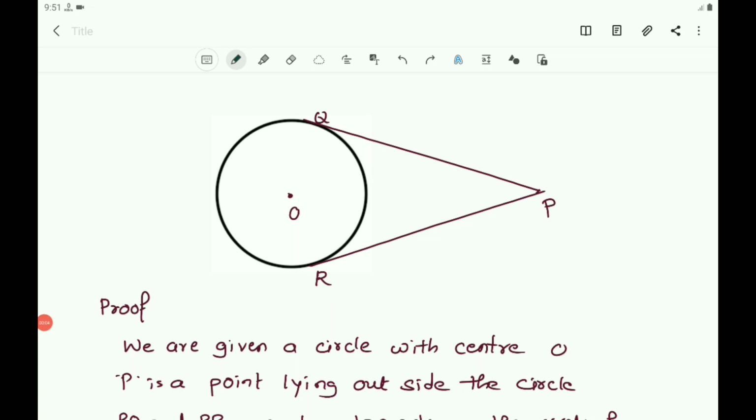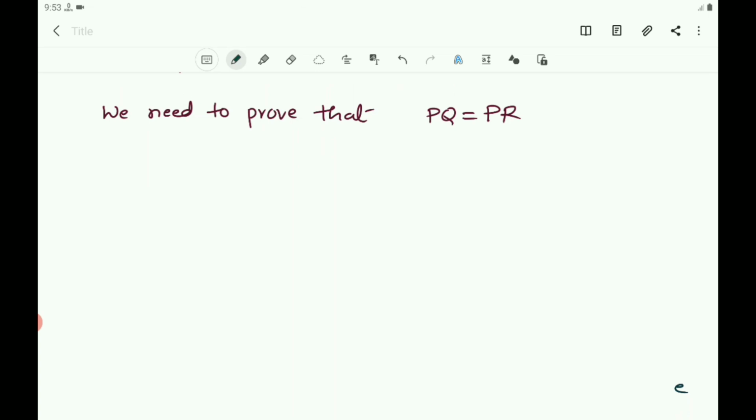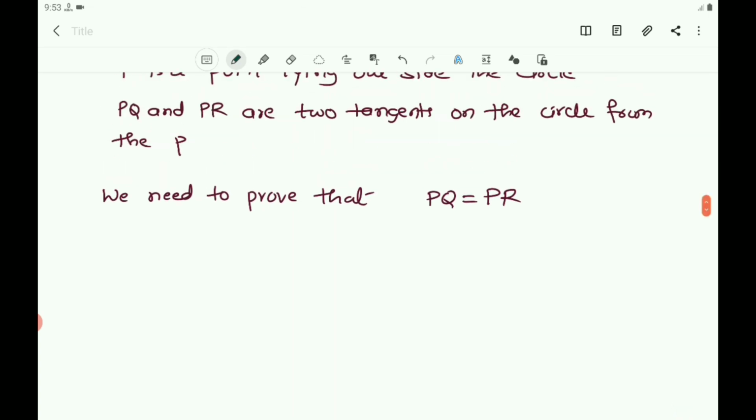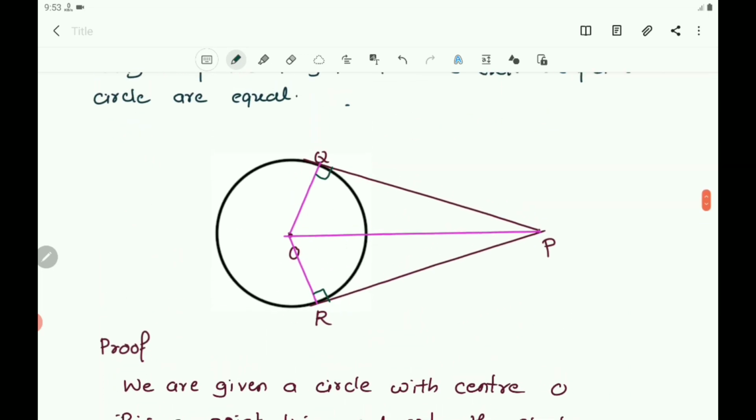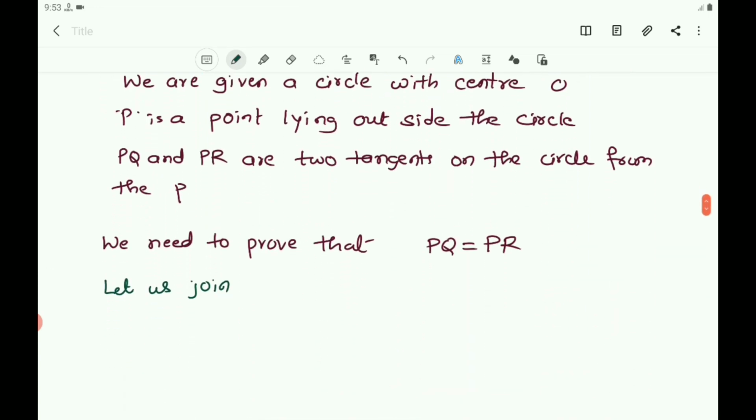Now let us do the construction, that is join OQ, OR and OP. Here we joined OQ, OR and OP. Now you got two triangles. So write the construction here. Let us join OP, OQ and OR.